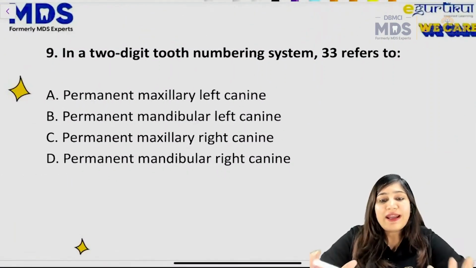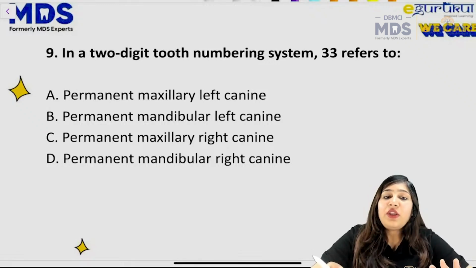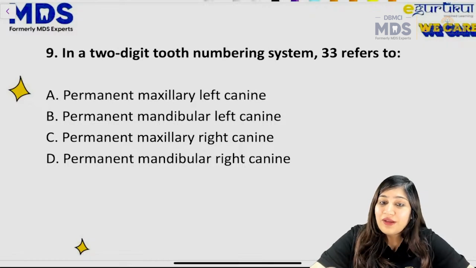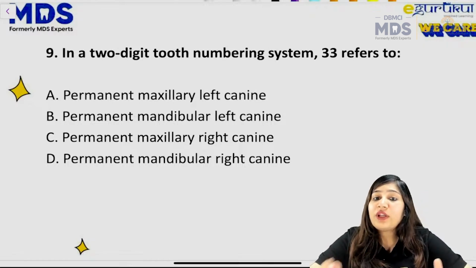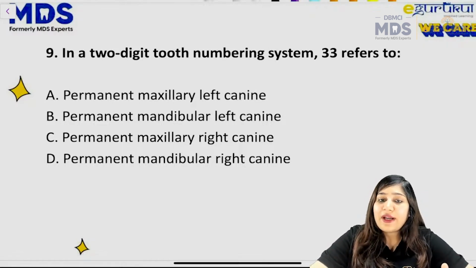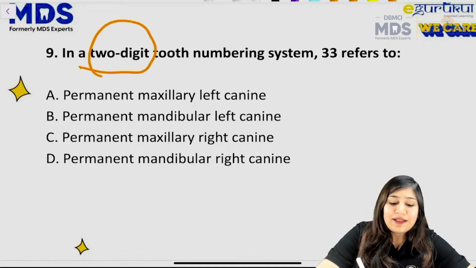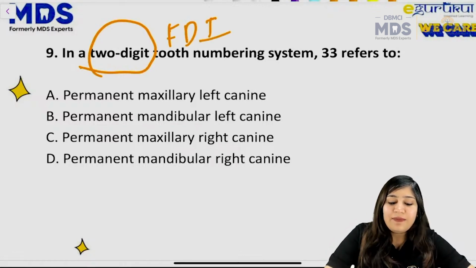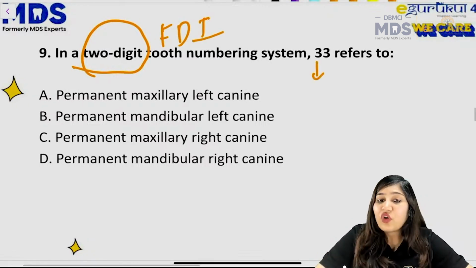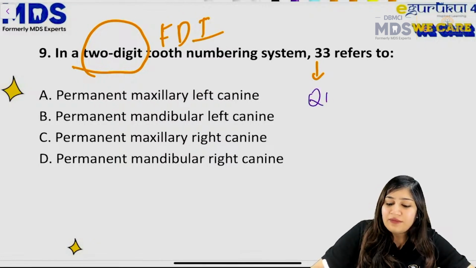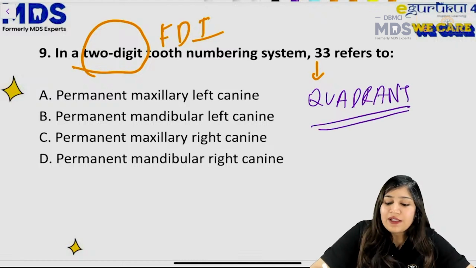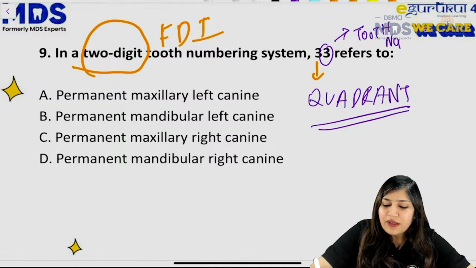Now, we usually get a question from the tooth numbering system. In the 2-digit tooth numbering system, 33, we are not calling it thirty-three. It is a 2-digit system, so it will always be called three-three. Refers to, so what is the 2-digit system? It is the FDI system, right? Here the first digit represents what? Quadrant number. And the second digit represents what? Tooth number. Tooth number, right?